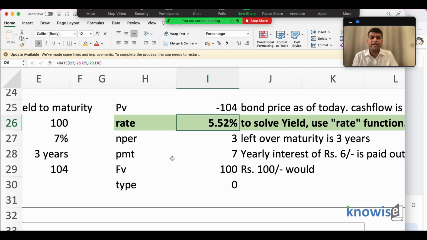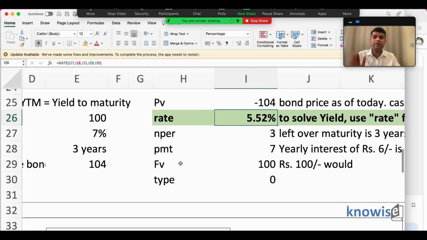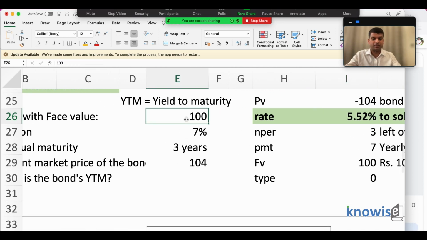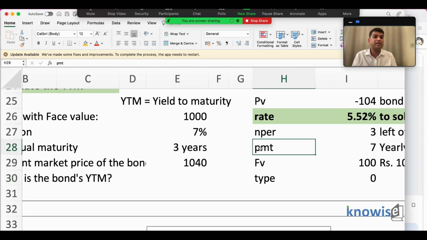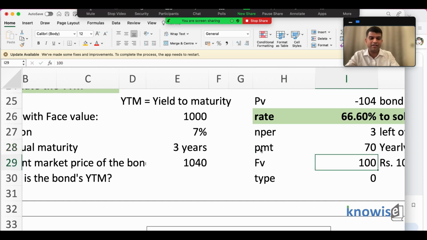In some cases, mind you, they might have given the face value as 1000, and the market price might be 1040. In that case, you just need to change the numbers here. If you have solved a question on the face value of 100, sometimes you make a mistake of putting the interest amount, that is PMT, as 7 rupees as it is. Remember, 7% on 1000 is 70. The answer you should have written here is 70, and this is 1000, and this is minus 1040.